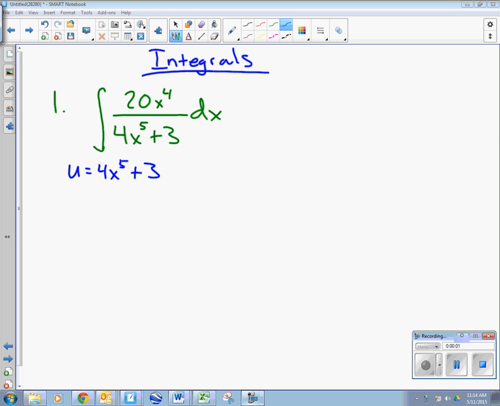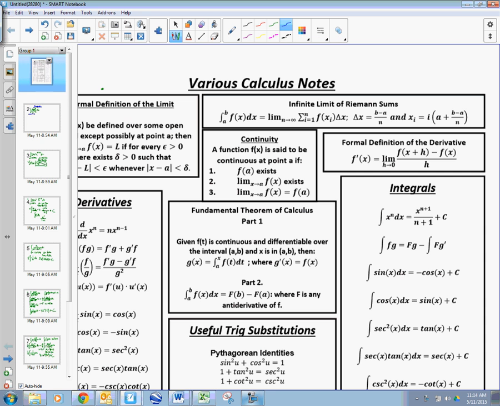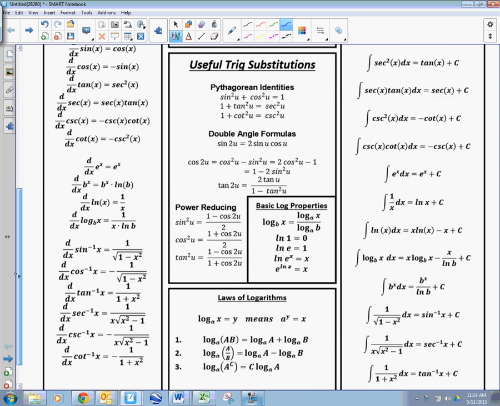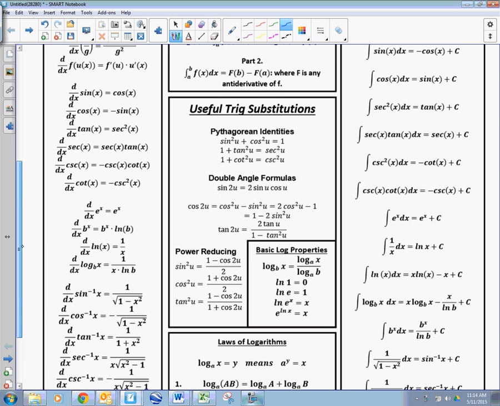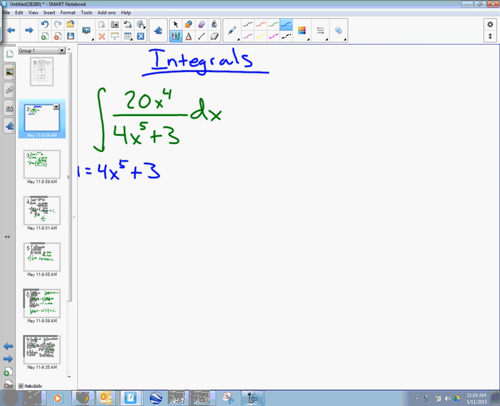Okay, so sorry, YouTube Nation and Pickup, we're going to do integrals. We're looking at this sheet right here, our various calculus notes. We can see some integrals over there on the right-hand side. And we got 5 minutes.